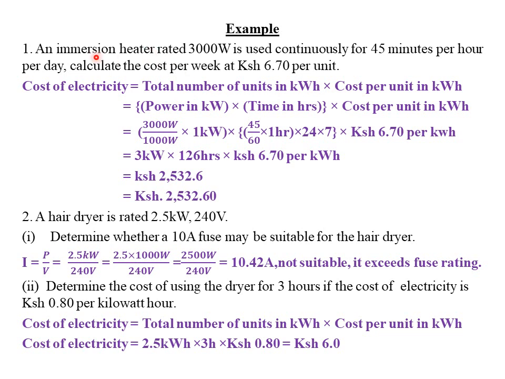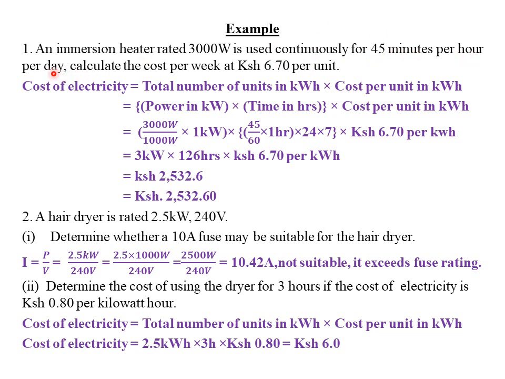So for the power, we are told that the immersion heater is rated 3000 watt. Therefore, this is the power that is being used. We are going to convert the power into kilowatt. Remember that 1000 watt is equal to 1 kilowatt. What about 3000 watt? That will be 3000 watt divided by 1000 watt multiplied by 1 kilowatt. Then the time spent in hours: we are told that the immersion heater, which is rated at 3000 watt, is continuously heated for 45 minutes per hour per day.